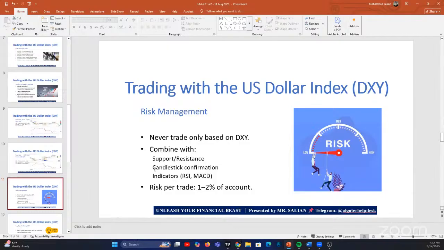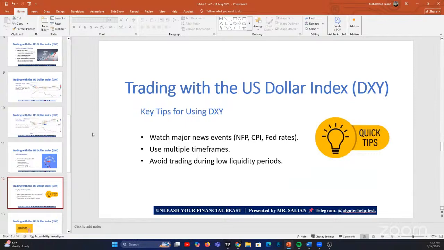So always risk per trade 1 to 2% of your account. That's always my advice to you. Don't risk too much unless you have deep pockets, and you can always trade more than this. But it's all up to you, my friends. I'm always telling you, risk 1 to 2% of your account. All right. Now, some key tips for using the DXY.